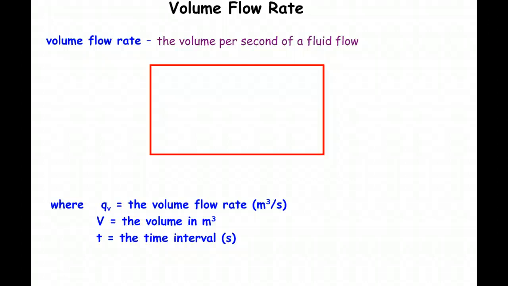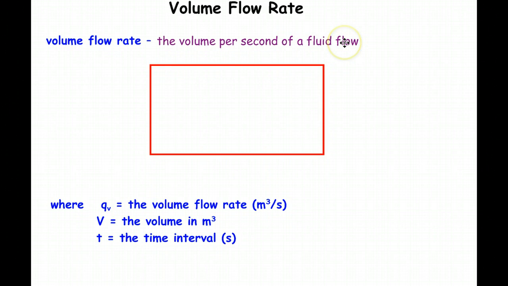Okay, so now what we're going to do is we've looked at density, we've looked at pressure. Now we want to look at what happens when we have fluids that are flowing through, say, a pipe or a certain area. How do we calculate how much volume of fluids is passing a certain point? So volume flow rate is the volume per second of a fluid flow.